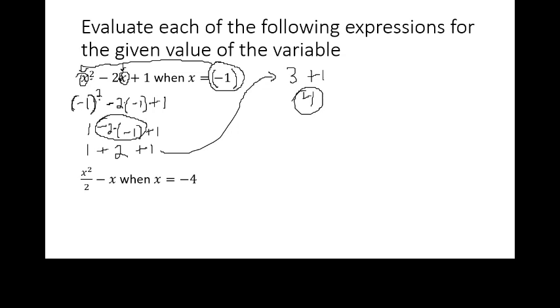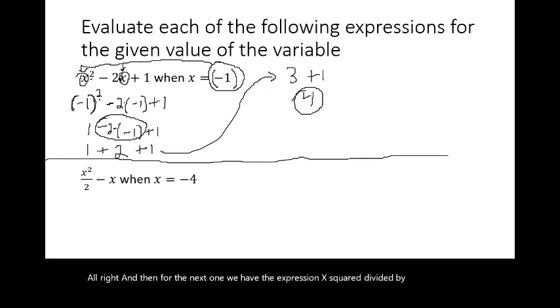All right, and then for the next one, we have the expression x squared divided by 2 minus x, and we're evaluating this when x is equal to -4.